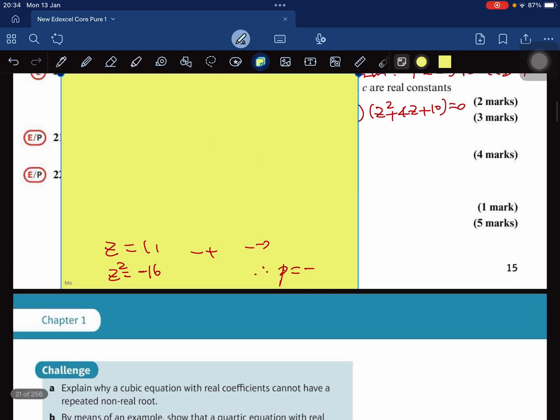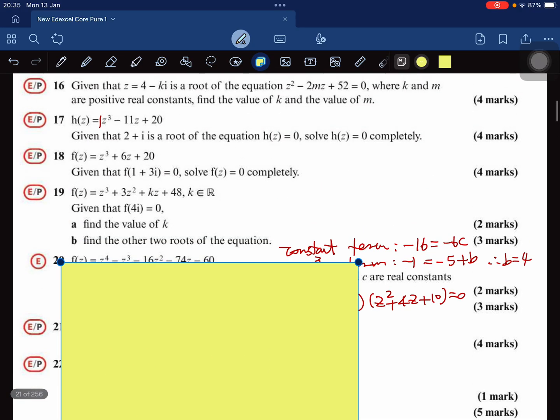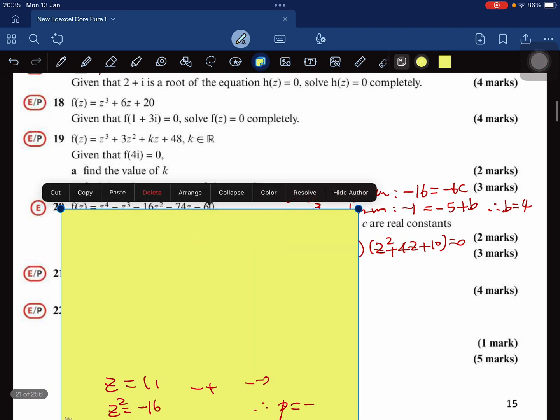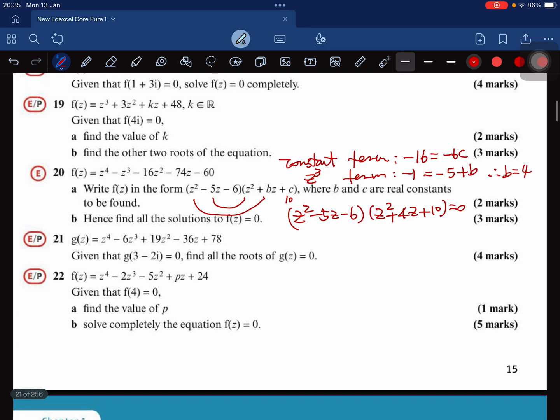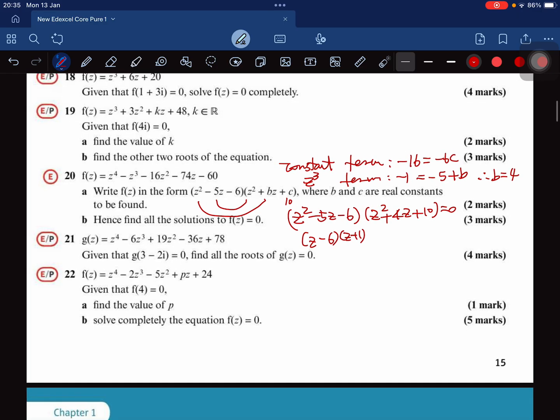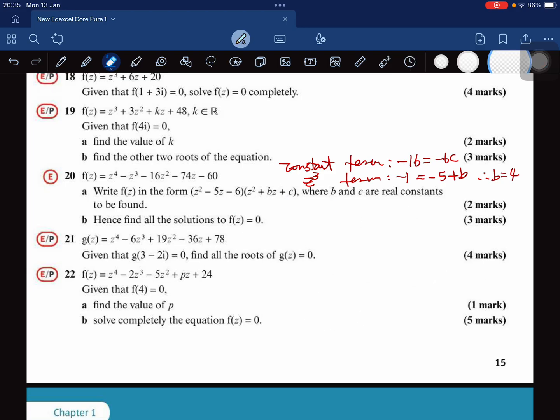So here, z minus 6, z plus 1. So z becomes 6, or z becomes negative 1, or z becomes negative 2 plus or minus square root of 6 i. You will find it as you apply the quadratic formula.